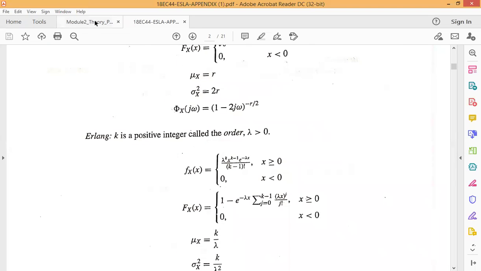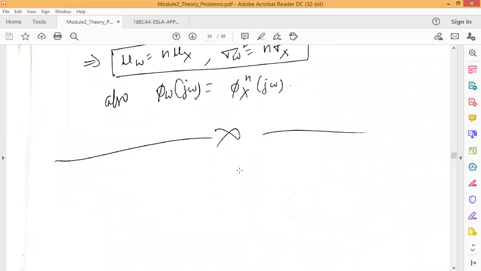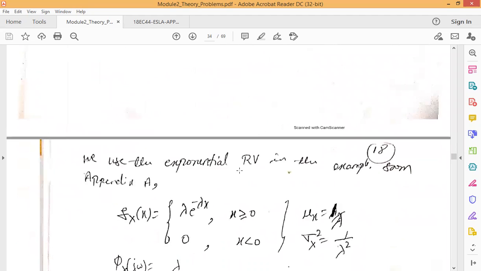Depending on the type of the random variable, we can write for the sum of independent and identically distributed random variables phi x to the power n of j omega. For n is equal to 2, you can write the corresponding characteristic equation. Now we'll see how to calculate the characteristic function in the case of the sum of IID random variables, and with this, we'll next take one example.